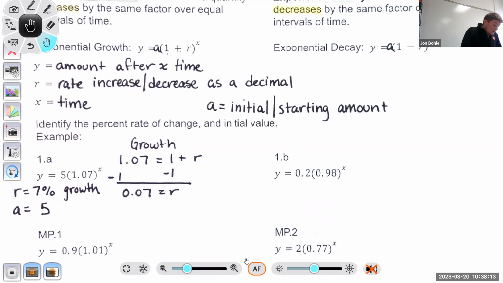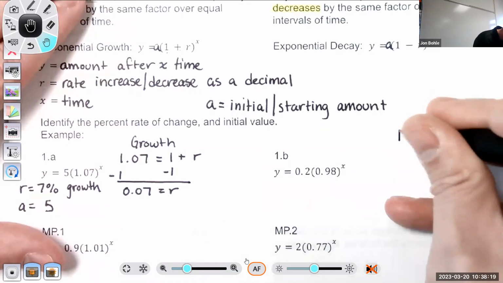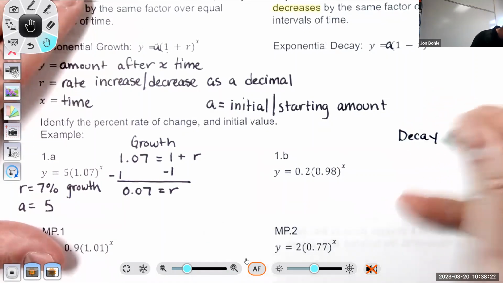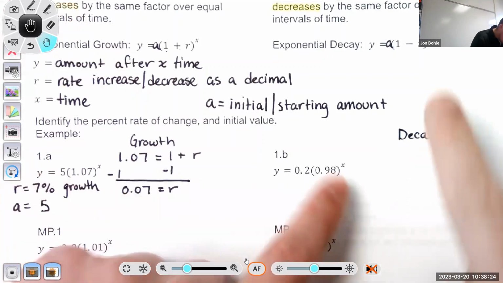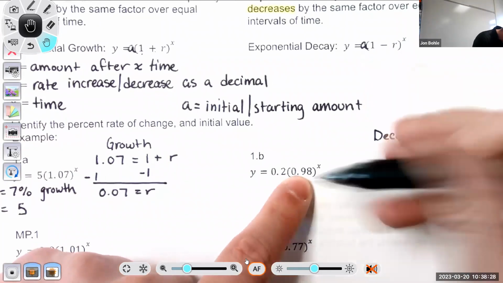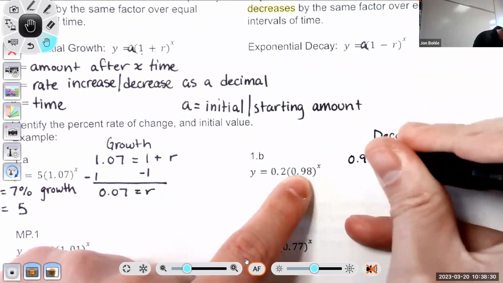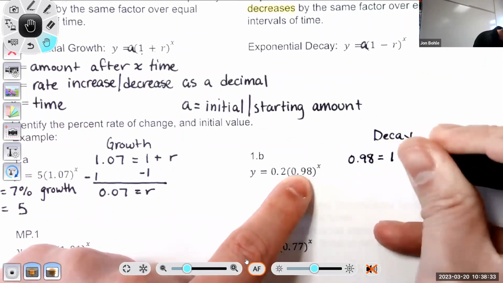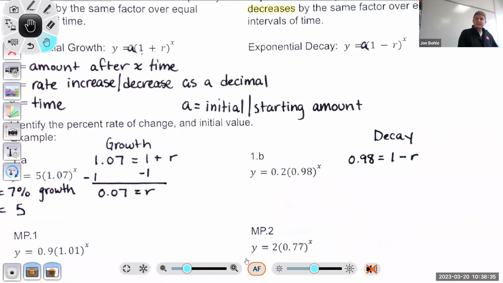Okay, 1B. When I'm looking at 1B, is this going to be a growth or decay function? Decay, because the B value is less than 1. So this is a decay function. So now I know that these two things are the same. Okay, so I know 0.98 is equal to 1 minus R. How do you solve for R?